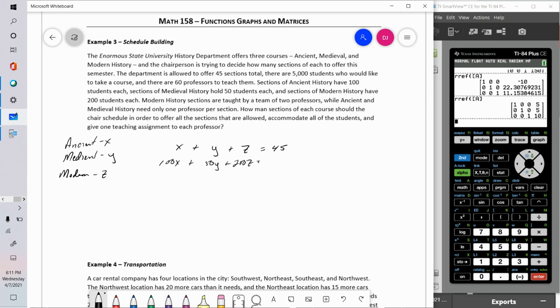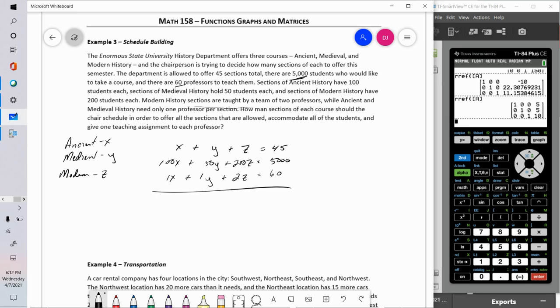And again, how many students total? There's a total of 5,000 students. Modern history sections are taught by a team of 2 professors. Ancient and medieval history only need 1 professor. So I only need 1 professor for each section of ancient history, 1 professor for each section of medieval history, but I need 2 professors for each section of modern history. And I have a total of 60 professors.